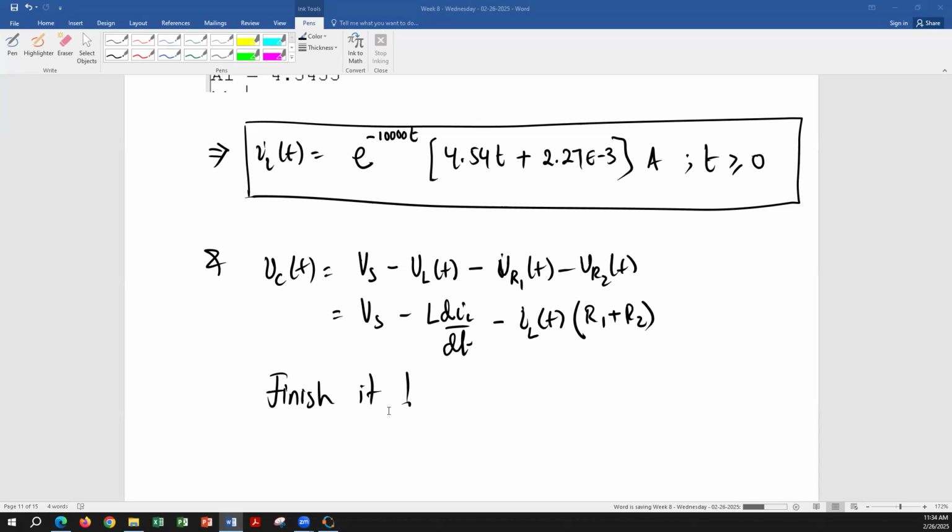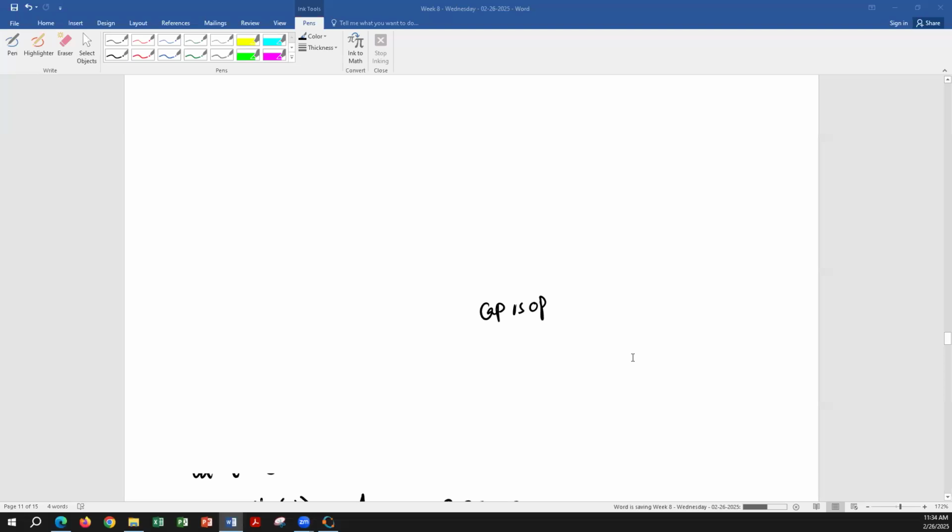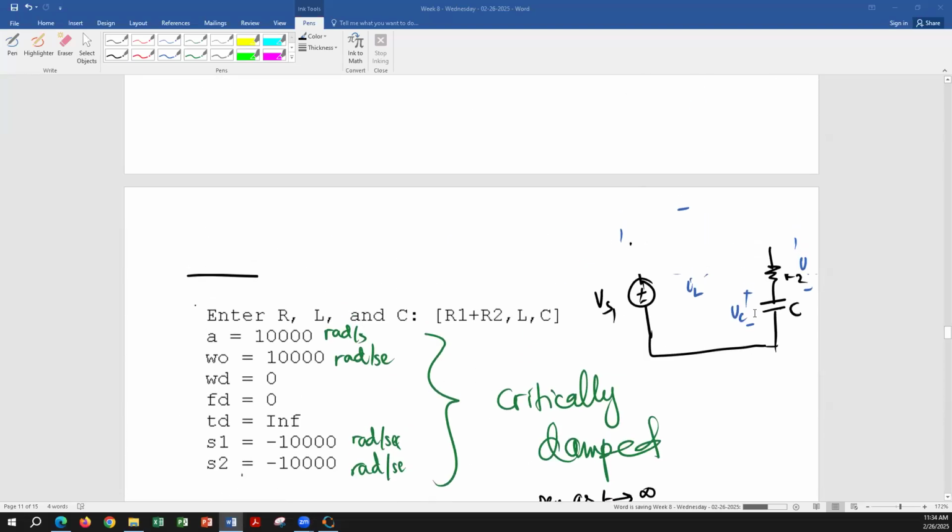The steady state value of VC is going to be VS because the capacitor is going to open up eventually and no current will be flowing in the circuit. Therefore, VS1 will be equal to VC.